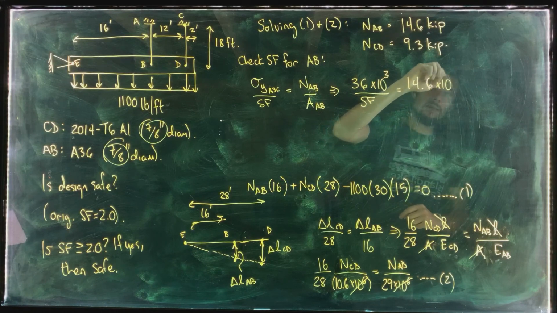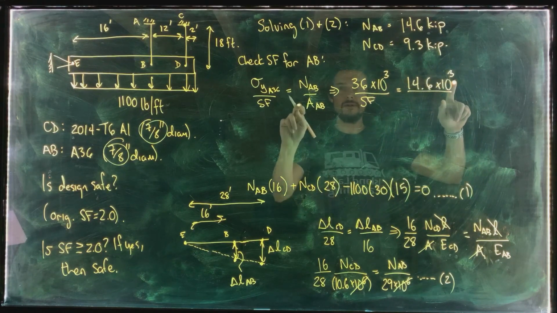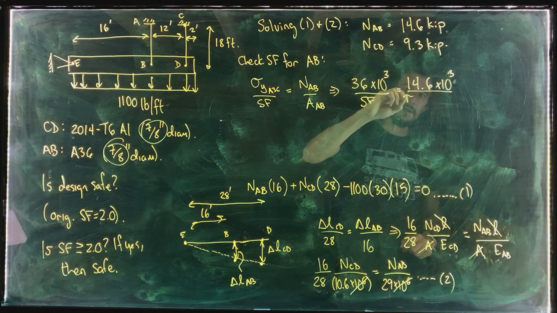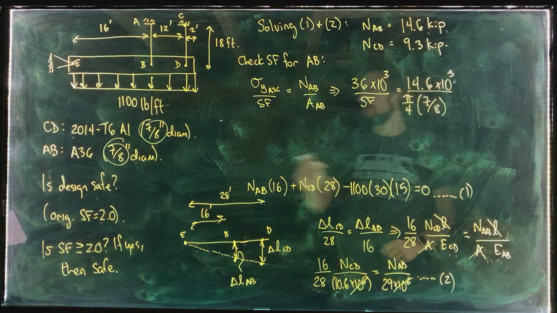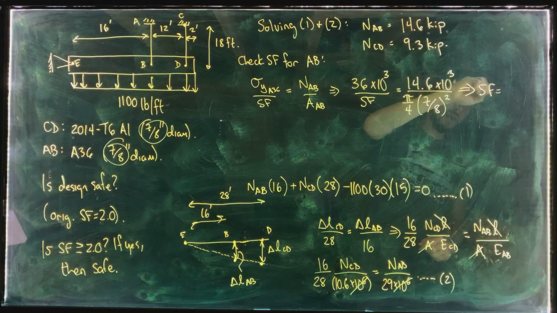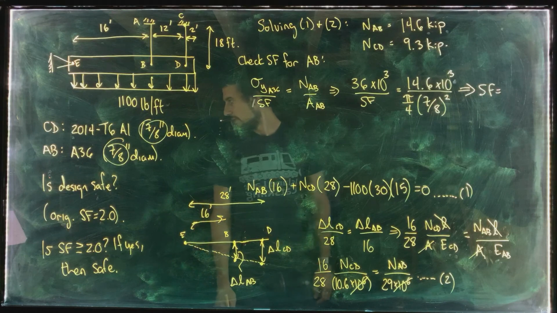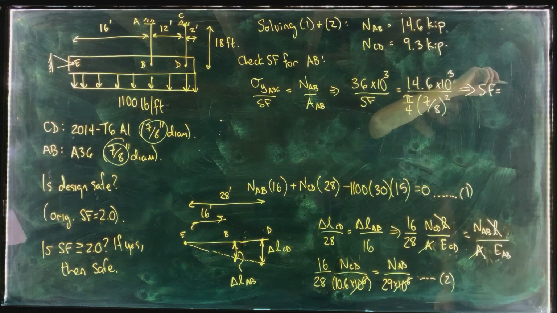14.6 times 10 to the 3 pounds, changing kip into pounds here, divided by the cross-sectional area of AB, that's pi over 4 times 7/8 of an inch, which is what we said the diameter was, squared. And then we get a safety factor out of that. The safety factor, when you do it, comes out to be 1.48.